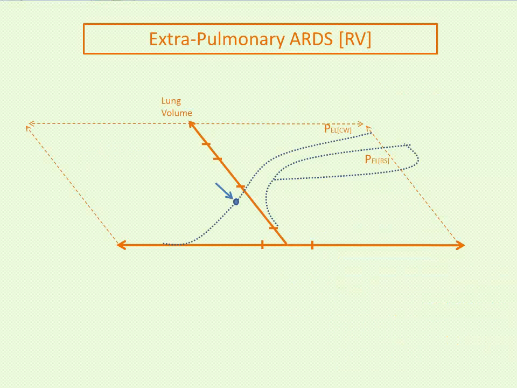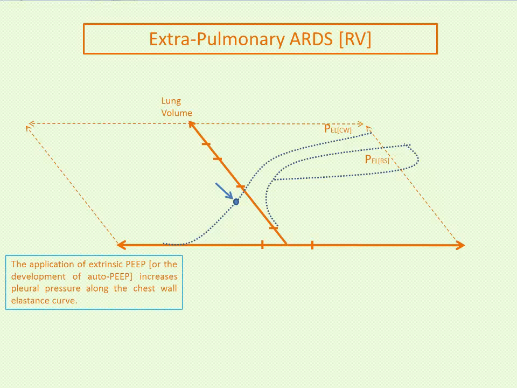Now we're going to contrast that with extra-pulmonary ARDS, which is typified by a downshift in the chest wall elastance curve. This is the respiratory system compliance curve, and you can see the lateral distance between the two, or the transpulmonary pressure, is much diminished compared to the last patient.